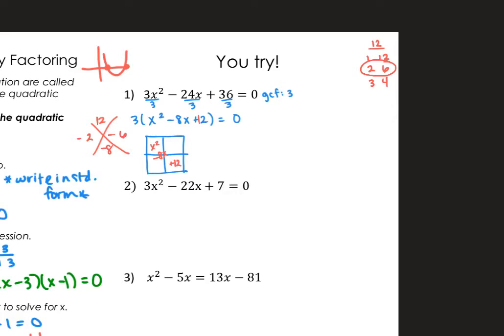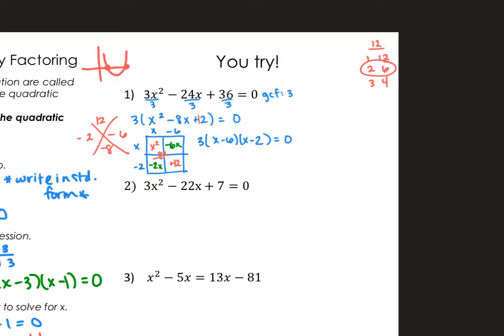So then we have negative 2x here and negative 6x. And then we're going to get our outside. So the top row, x squared and negative 6x, have an x in common. Then this has to be x, then negative 6, and then we have negative 2. So factored, this is 3, x minus 6, and x minus 2. Don't forget your GCF out in front.